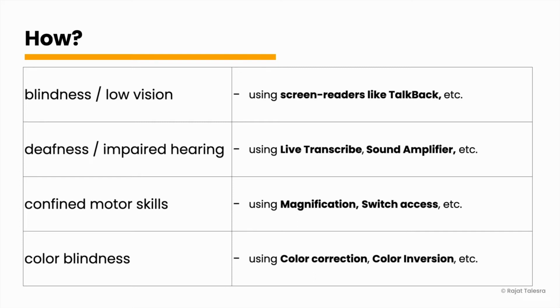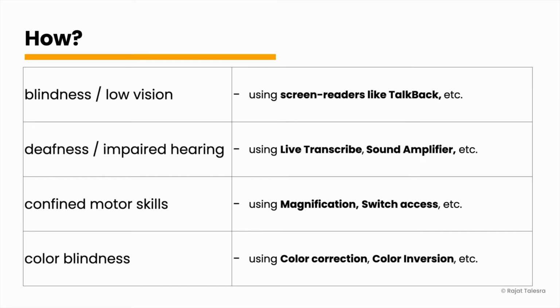If someone has confined motor skills, it means they have difficulty using applications correctly because they don't have that much control over their hands or other motor skills. For them, magnification can help a lot. For example, if there is a small button and a very big button, someone with confined motor skills can easily click on the big button, right? So magnification can help in those cases, and even Switch Access can help.